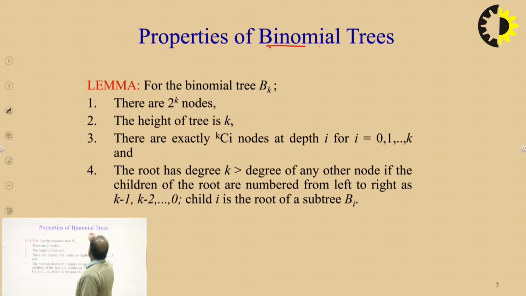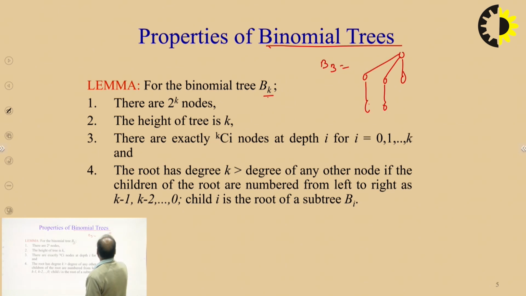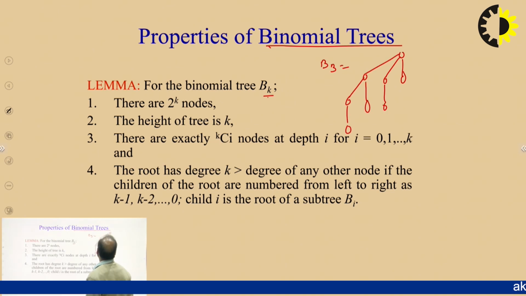what are the properties of the binomial tree, right? For the binomial tree Bk, there are 2 to the power k nodes. You have seen that if you are talking about B3, B3 is defined like this, right? So if we talk about B3, there are 2 to the power 3 nodes, that means 8 nodes. Yes, correct. This is true.